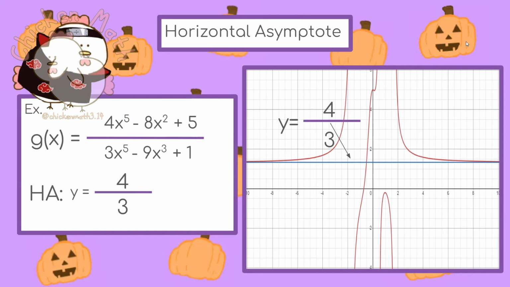Okay, so this is an example of g of x, which we just looked at. So we can see y equals 4 over 3 here, and we can see on both sides that the graph gets closer and closer to this line. So that is our horizontal asymptote, y equals 4 over 3. And what we did is we just took the leading coefficients because the degrees are equal, divided them, and we can see a visual here.